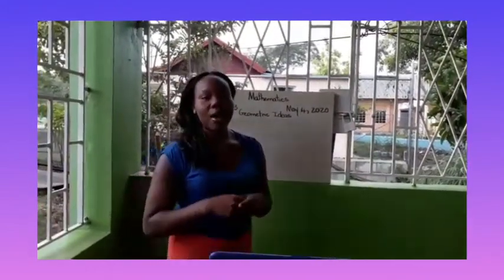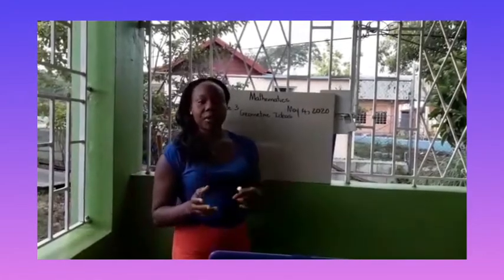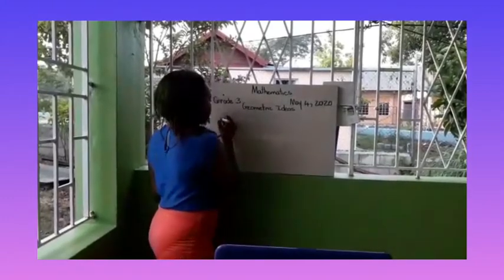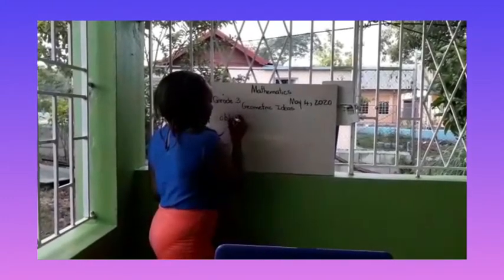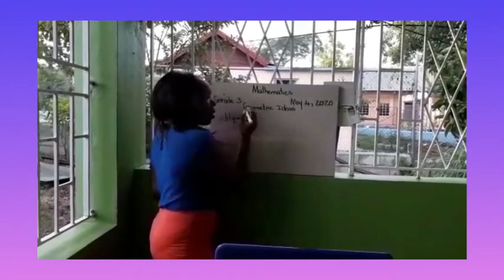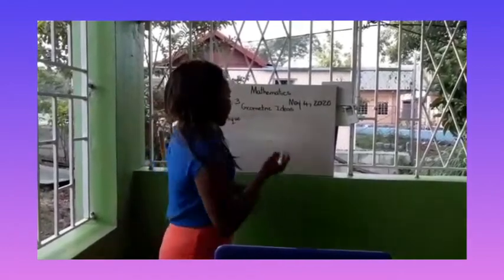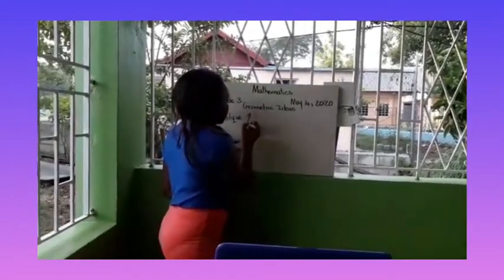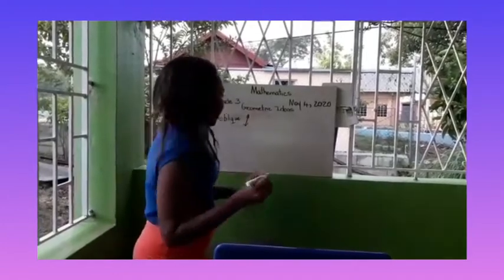Now, did you know that a line is a geometric idea? A line is a geometric idea that runs in both directions. A line has length but no width. There are four major types of lines. What are they? The oblique line. And the oblique line is a slant line. The horizontal line.